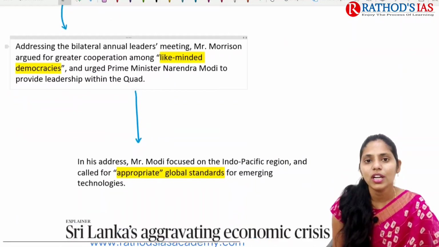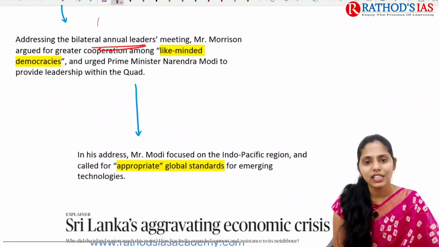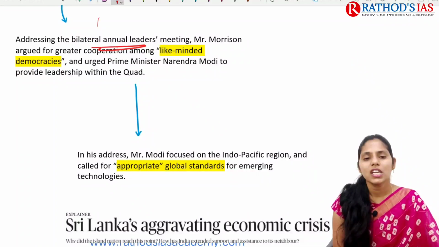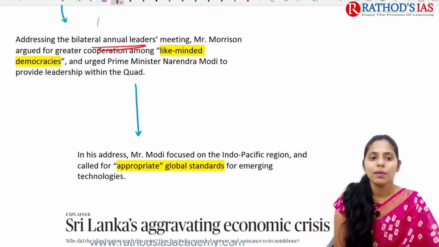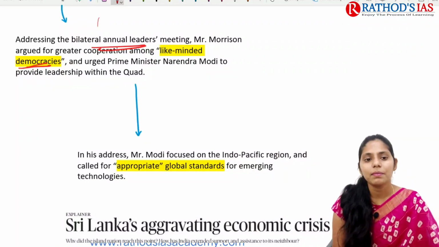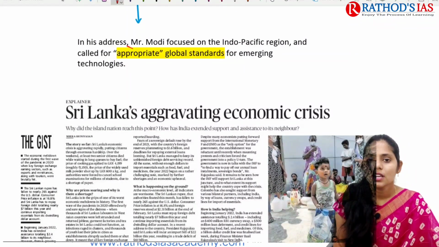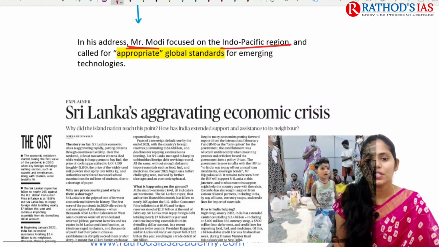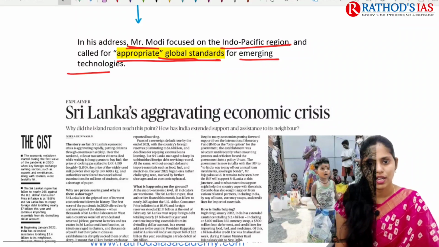If you see some more details, addressing the bilateral annual leaders' meeting, the Prime Minister of Australia said that there is a need for greater cooperation among like-minded democracies. And he also urged the Prime Minister to provide leadership within the Quad. And in his address, Mr. Modi focused on the Indo-Pacific region and he also called for appropriate global standards for emerging technologies as well.